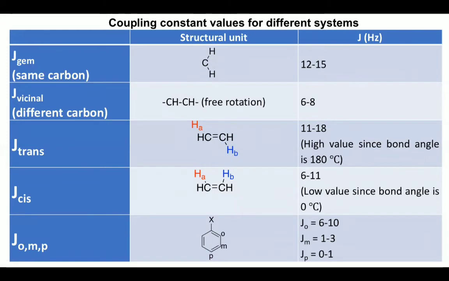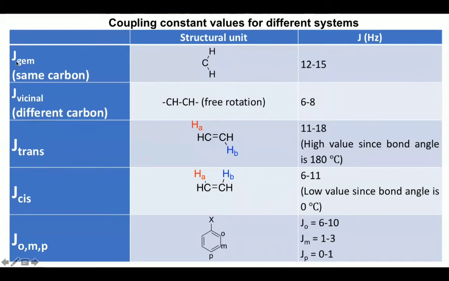So now we are going to see some coupling constant values for different types of systems that we encounter. Here you have to remember two important words, geminal and vicinal. What is geminal? If the two protons are present on the same carbon atom. See here, these two protons are present on the same carbon atom. Such protons are called geminal. If such is the case, then the J value will be very high. It is of the order of 12 to 15.